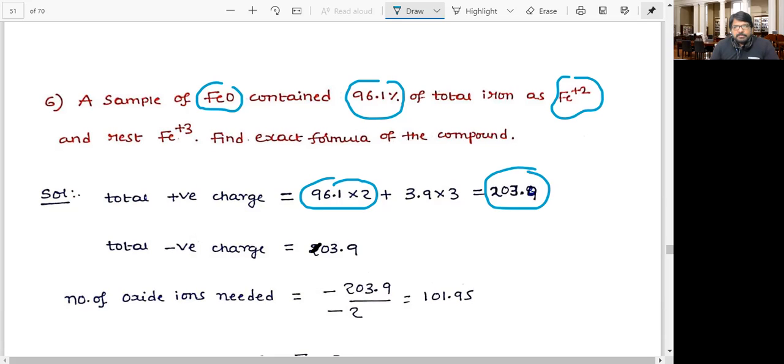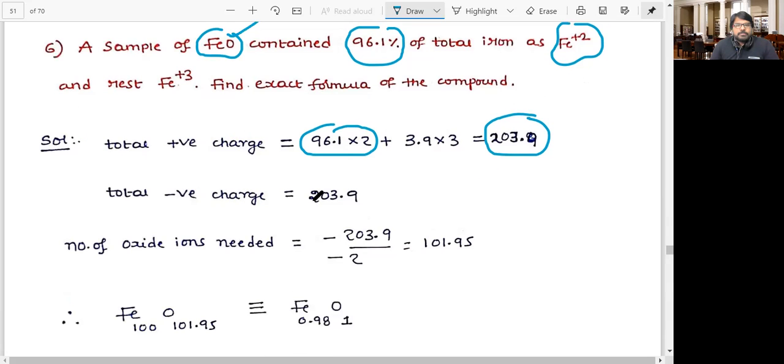because it is electrically neutral ultimately. And who is the anion here? Oxide. What is the charge possessed by each oxygen here? -2. What is the total negative charge it should carry? 204. And each oxygen is carrying how much charge? -2. So in order to carry this amount of negative charge, how many oxygens are required? 102 oxygens, nearly 101.95, so 102 oxygens. Because the total cationic charge and anionic charge must be the same.